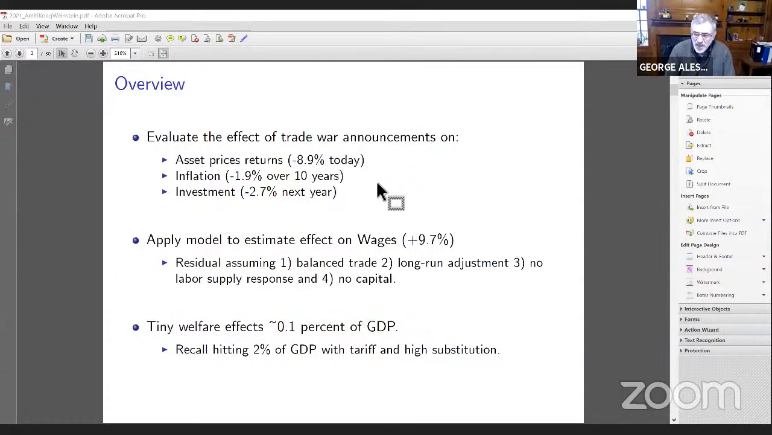So this is a great paper. It's really a really nice empirical paper, and David did a wonderful job of laying out all the features that are in there. Just to summarize, they're going to evaluate the effect of a trade war announcement on a bunch of different things. Asset prices, which I think is the key thing, and that's going to drop 9% today. Inflation, there's going to be some negative long run effect over 10 years, and investment, which is again a short run thing.